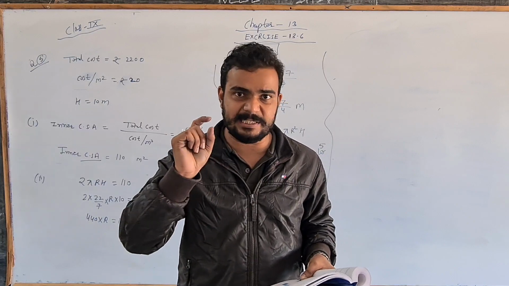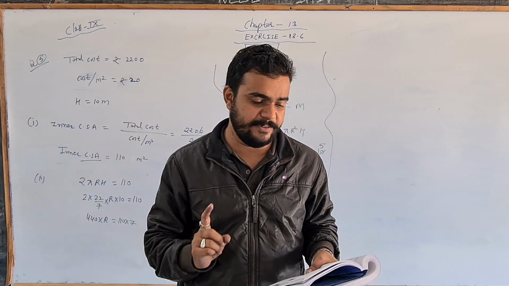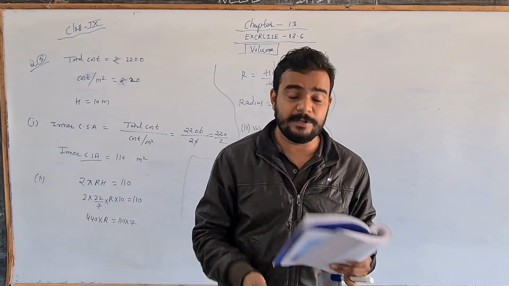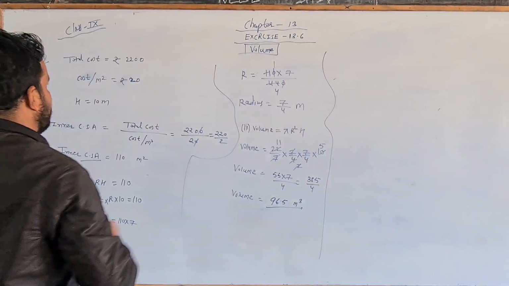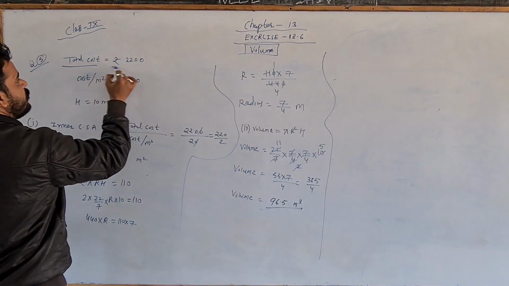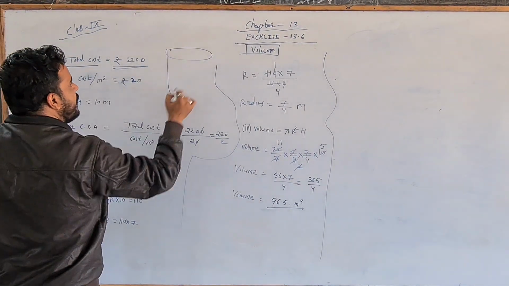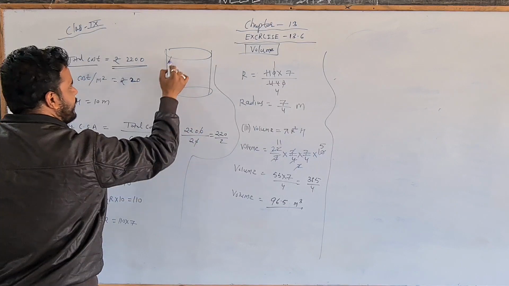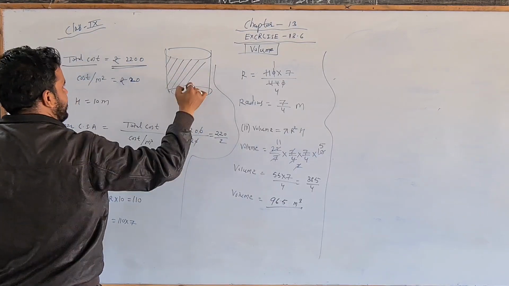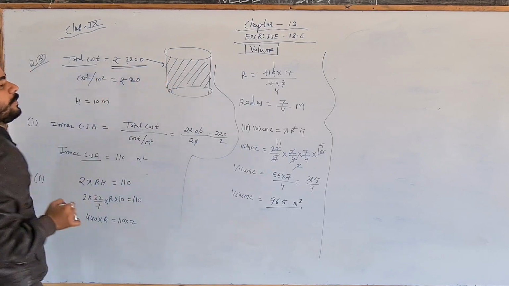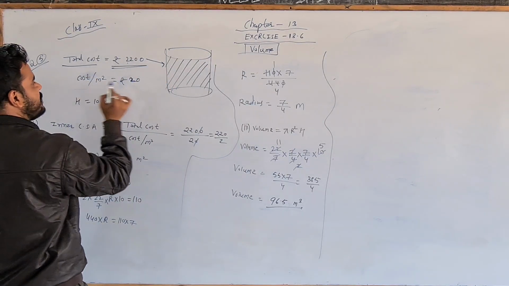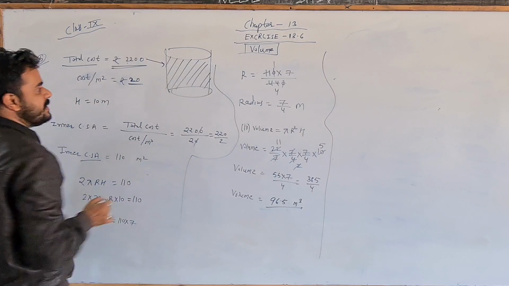Always remember, capacity means the volume of the cylindrical vessel. For that the cost is given. Two types of cost are given in this question. First, the total cost to paint the cylindrical vessel, the inner curved surface area. The total cost given is rupees 2,200 and the cost per meter square is given rupees 20.